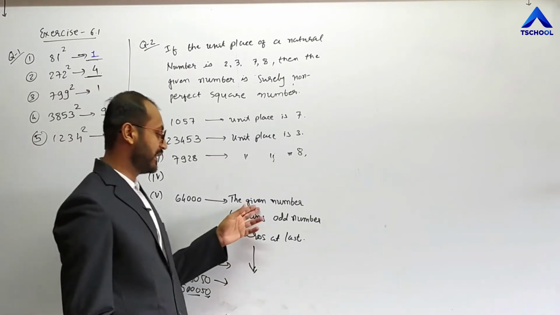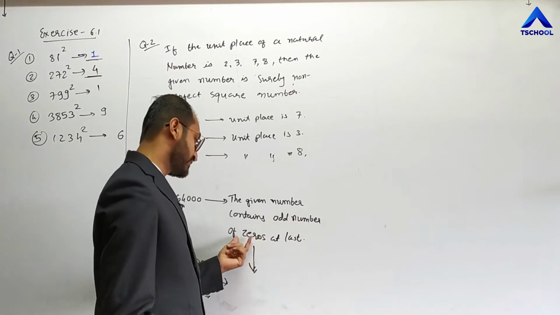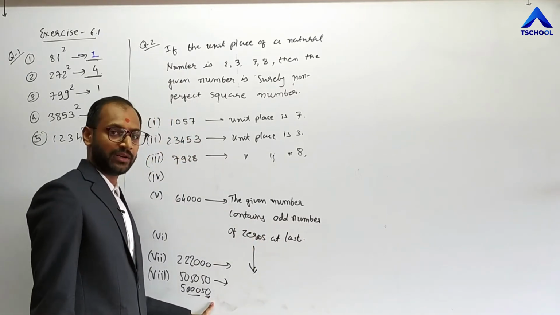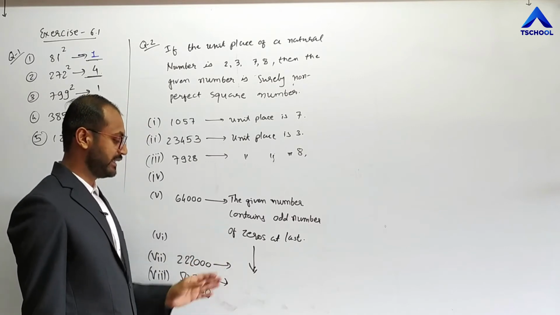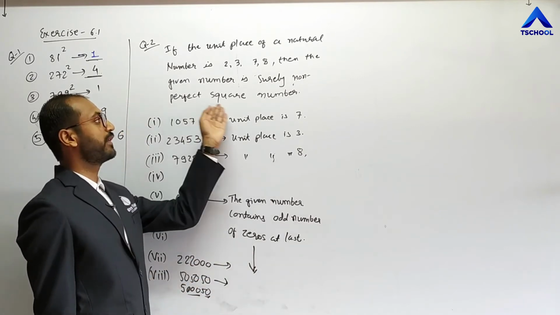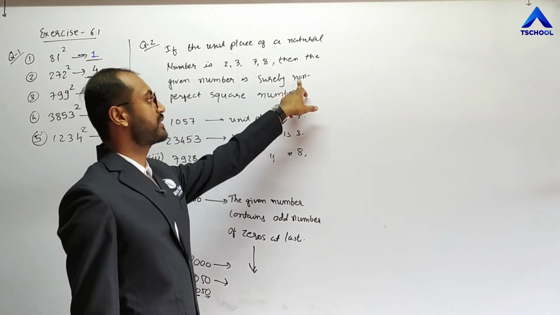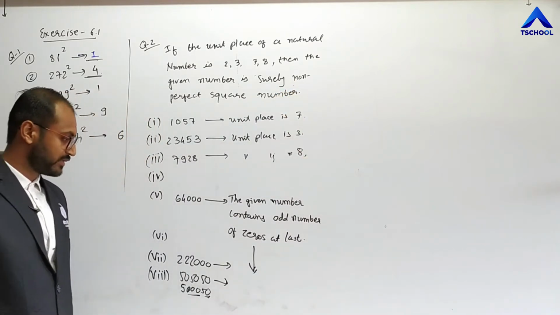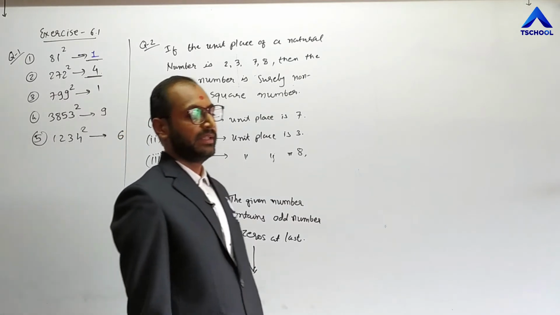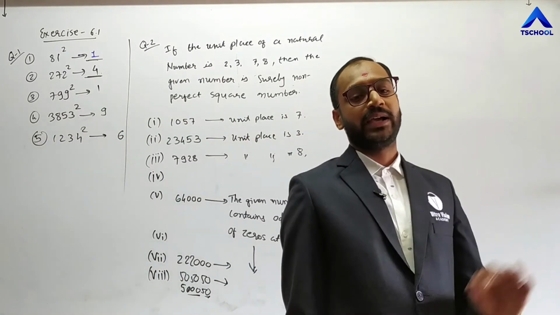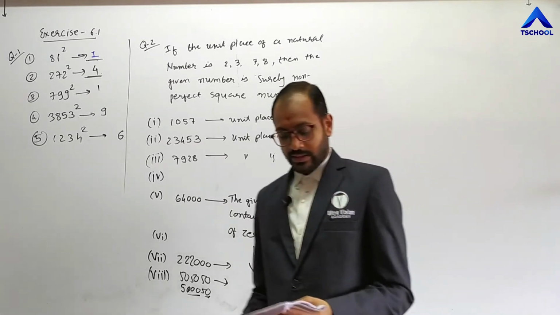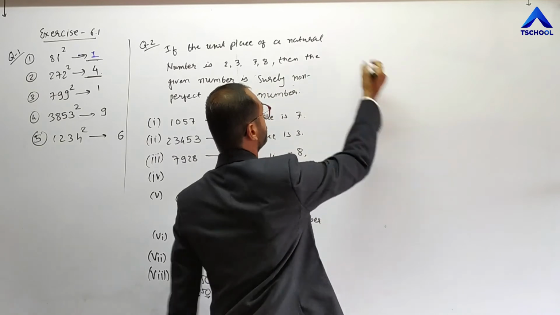Then you can say that the given number contains only an odd number of zeros at last. There is only 1. 1 is an odd number. So we can say that the given number is a non-perfect square number. Clear? So in this way you can find whether the given number is a perfect square or not. Question number 3.